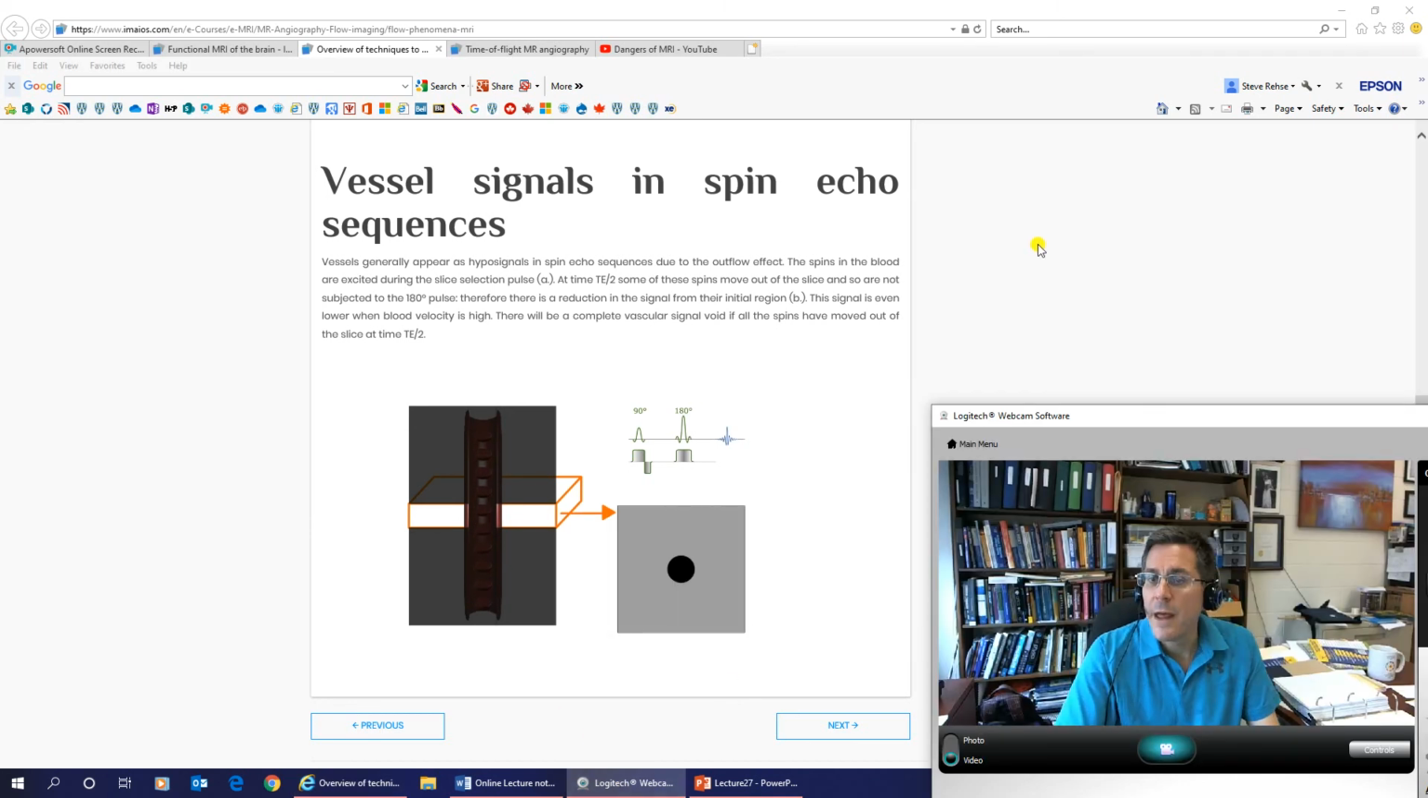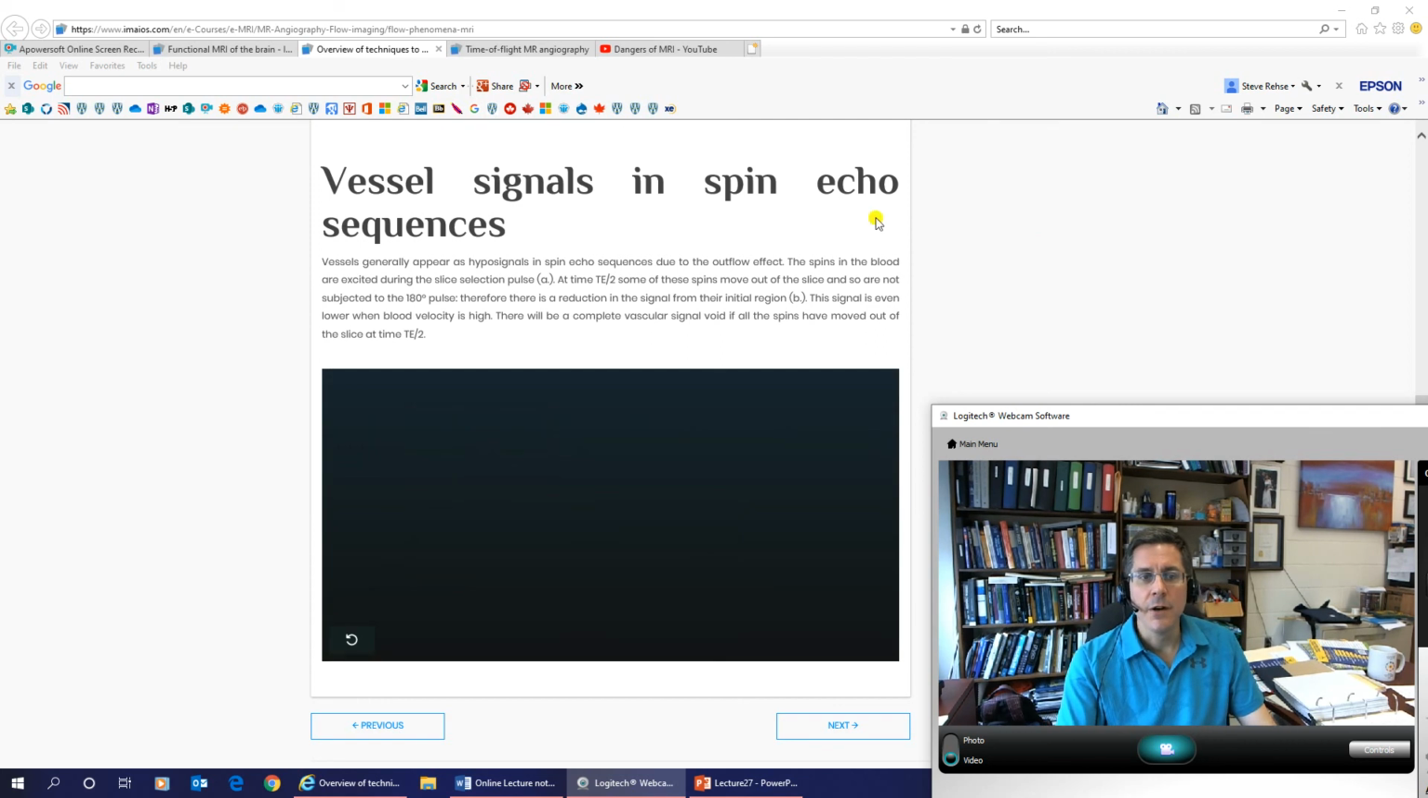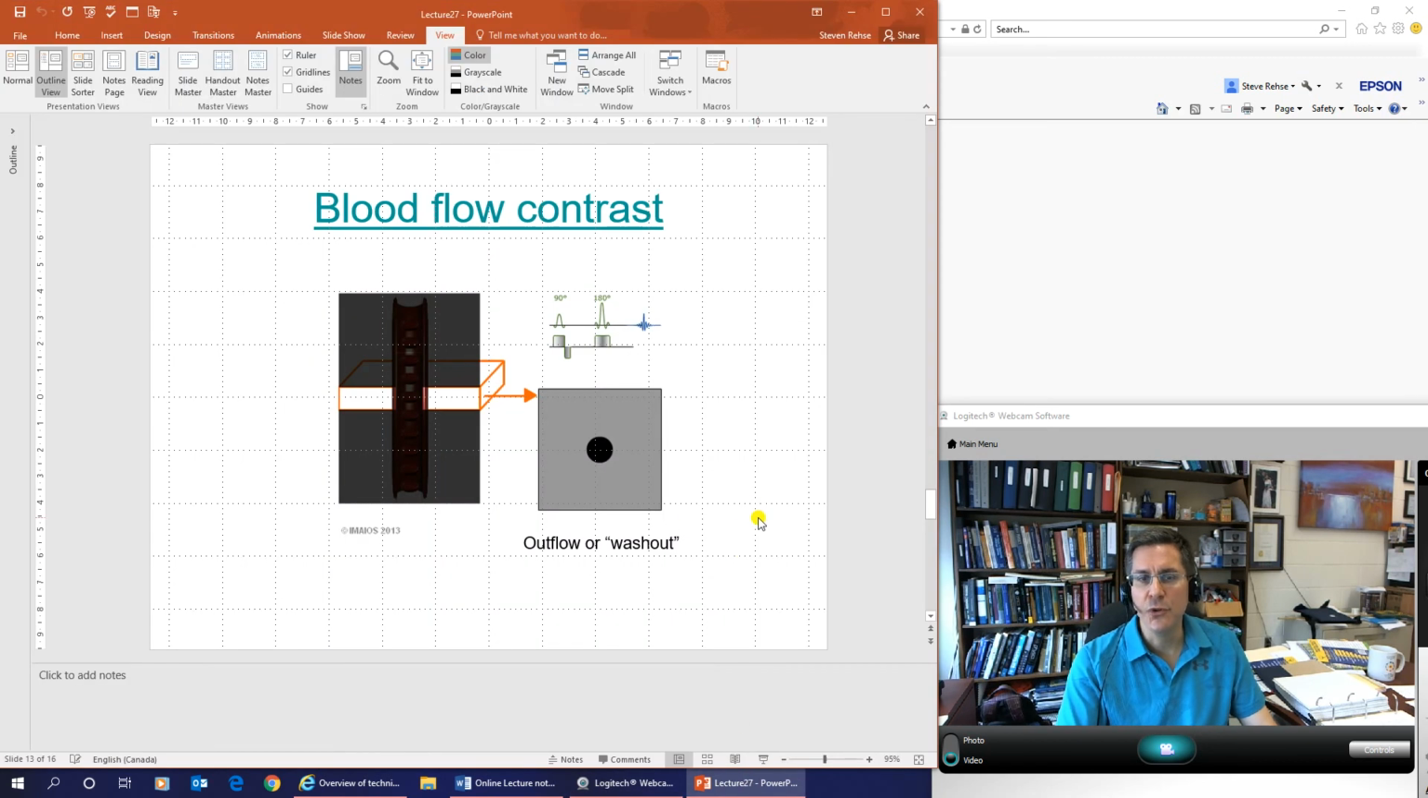All right, so I hope that makes some sense. A vessel with flowing blood will carry the excited spins out of the axial slice that you've selected, and that'll lead to a reduced signal, outflow or washout. I hope you can understand that.